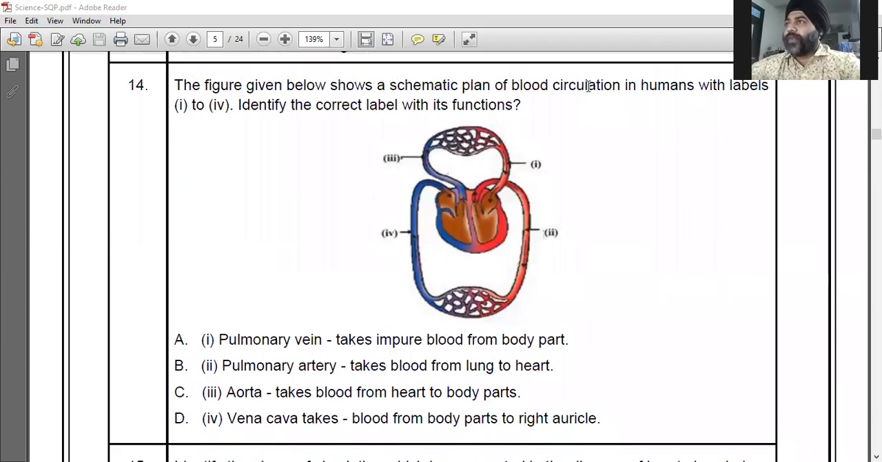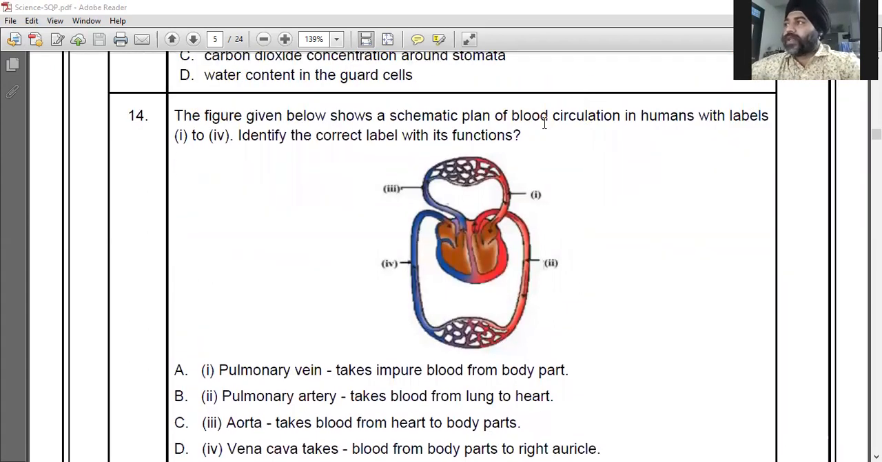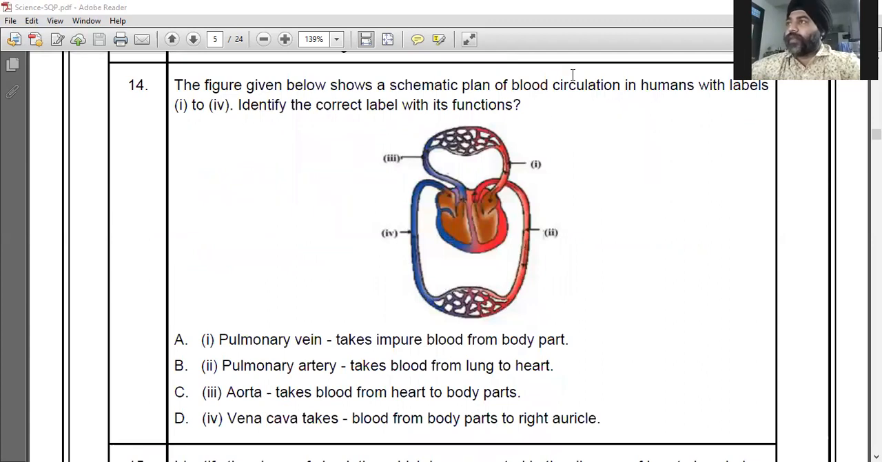Now the figure, again a figure related question. So study all the figures properly. The figure given below shows a schematic plan of blood circulation in humans. With first to 5, identify the correct label. Again, the first labeling. Now this first labeling is pulmonary vein. So this labeling is correct, that it is pulmonary vein. Now, takes impure blood from the body parts. So this function is incorrect, because the pulmonary vein carries pure blood from the lungs to the first chamber of the heart, that is the atrium, left atrium. So this option is incorrect.